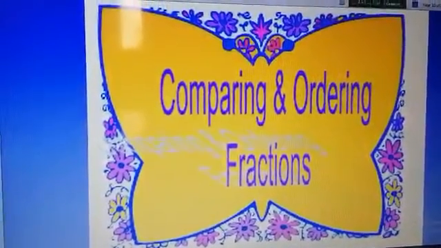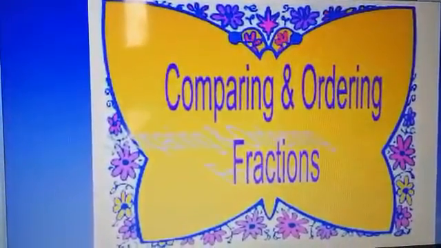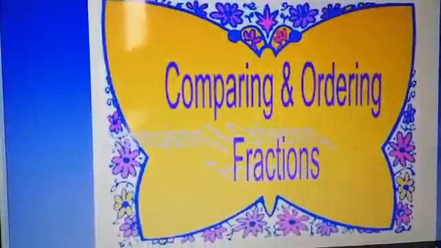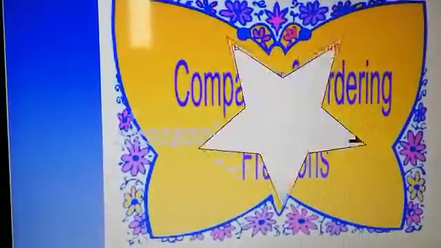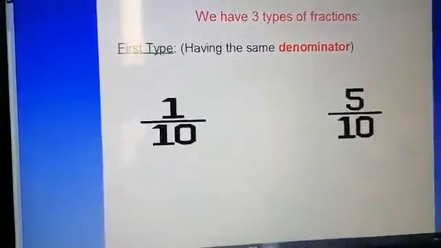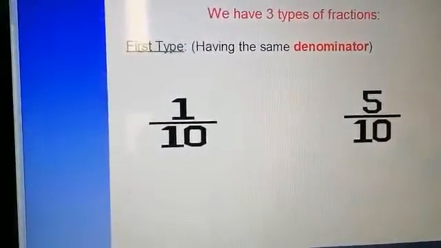This lesson for primary 3 is the third lesson in unit 3. It's about comparing and ordering fractions. We have three types of fractions when we compare between fractions.